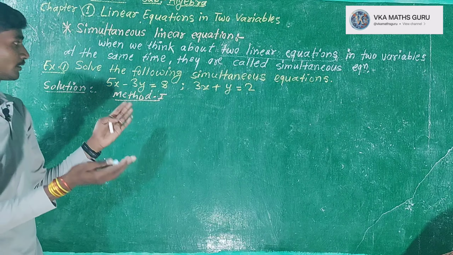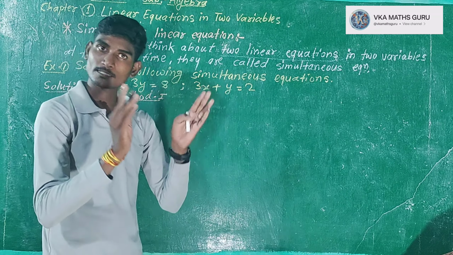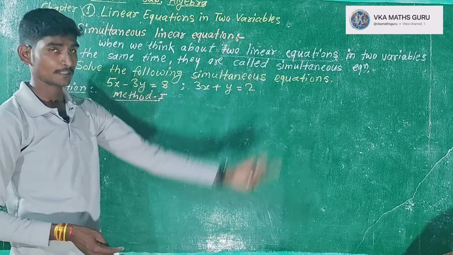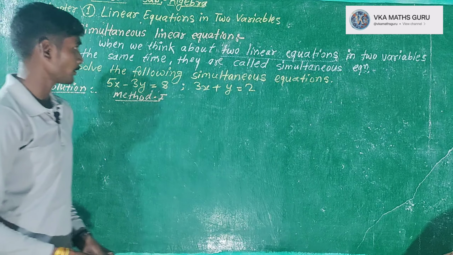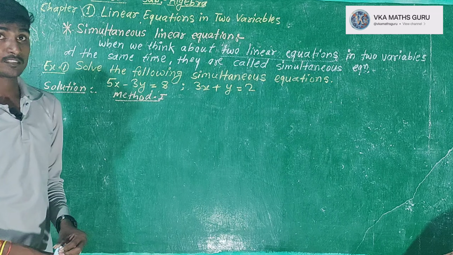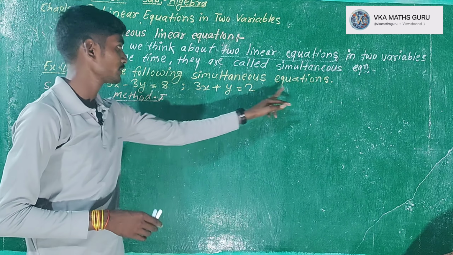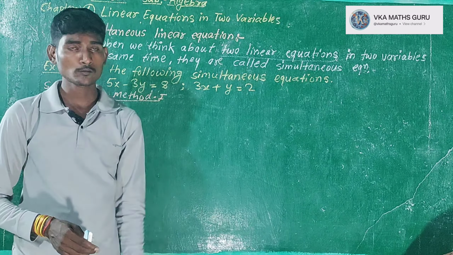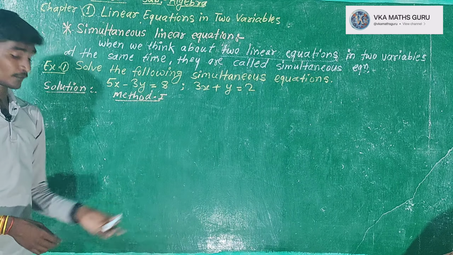So two linear equations are used at the same time. These equations are called simultaneous linear equations. Whenever we solve simultaneous linear equations, there are two methods. We can solve this kind of problem by two methods. First we discuss method number 1.